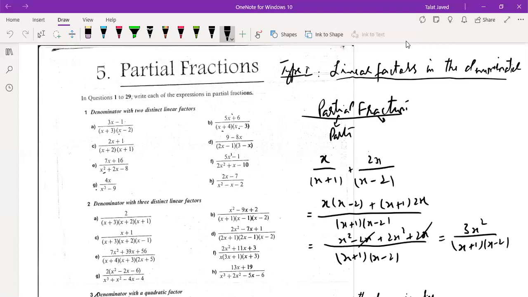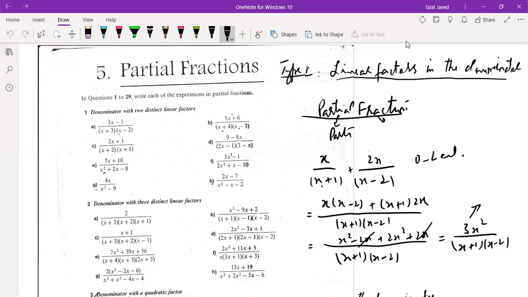Now this is from your O-level syllabus. When you have two fractions, to find their sum, you take the LCM of these two fractions, which will be x plus 1 and x minus 2. Now in A-level, if you are given this combined fraction and you are asked to find those fractions which were combined to form it, this is what is meant by the partial fraction. This is the reverse process of this.